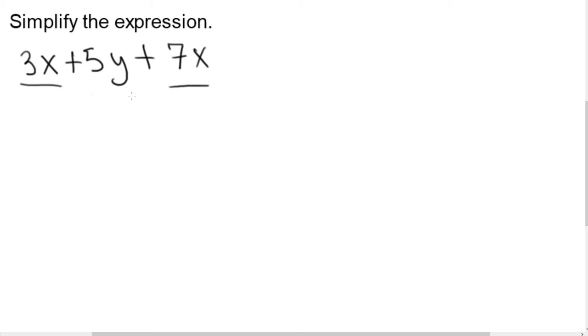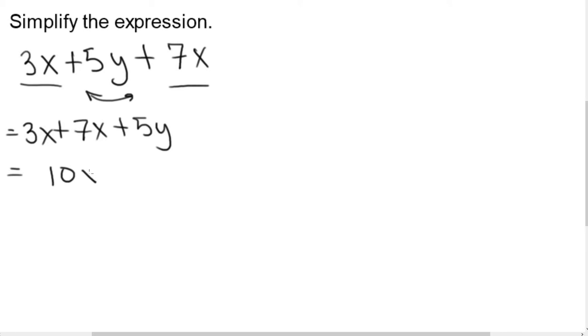We see they're separated. We know from previous lessons that we can move these around. 3x plus 7x. By the associative property, we can move those around so that we can combine them. So now that we moved them around, we can combine those. That equals 3x plus 7x, 10x. And we just bring the 5y down because we can't combine it. We combined like terms and we simplified it as low as we can go, and so that's the answer.